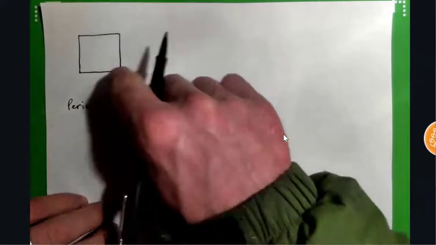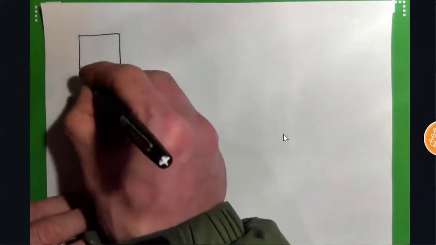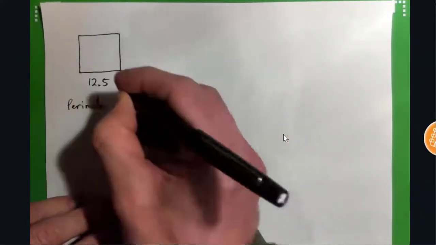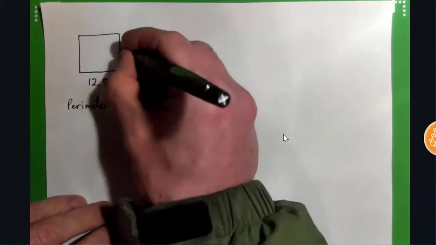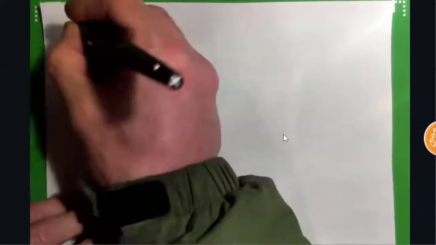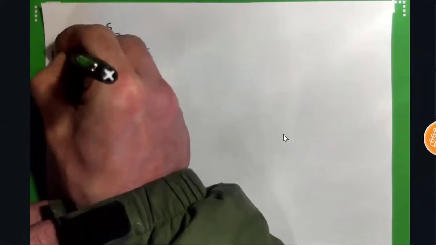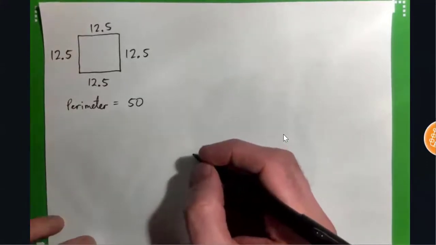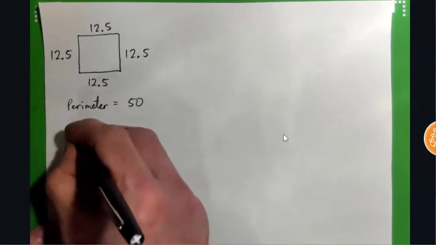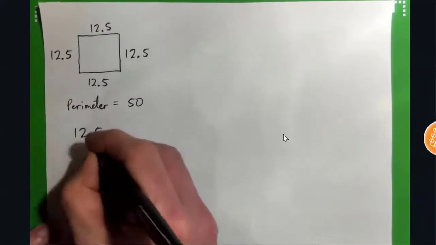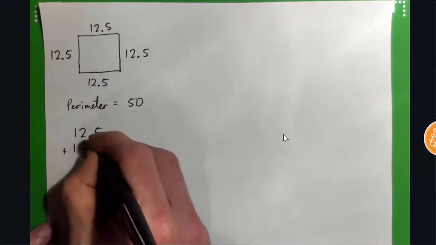So perimeter is all the way around. The length of each side is 12.5 inches, right? So that's 12.5, that's 12.5, and that's 12.5. And this is a regular chessboard, right? And perimeter means if I add them all up, like what's 12.5 plus 12.5? Let's just add two of the sides.